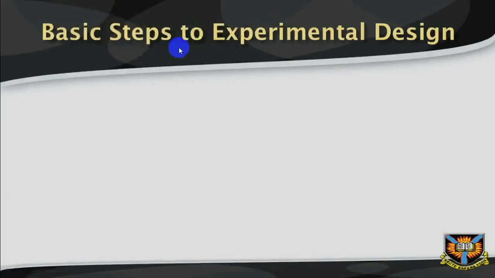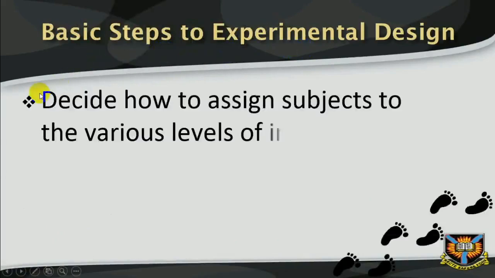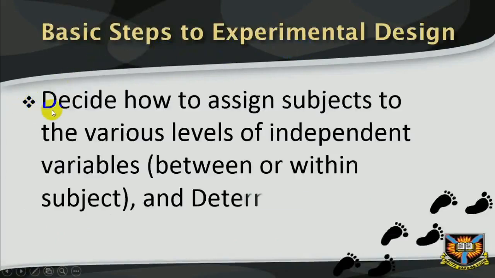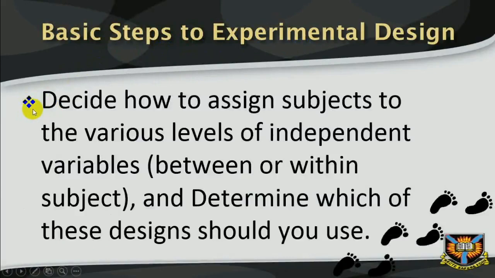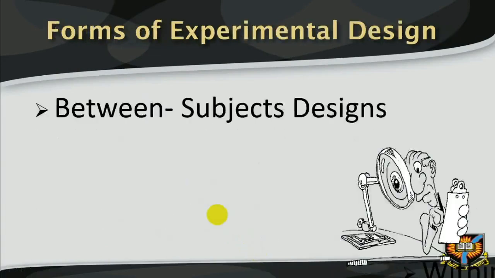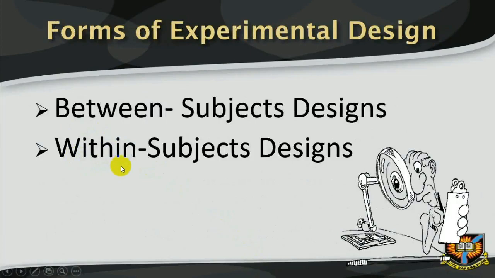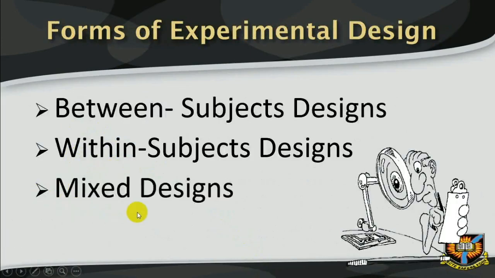Basic steps to experimental design. One of the first design decisions an experimenter must take is how to assign subjects to the various levels of independent variables. The two main possibilities are to assign only some subjects to each level or to assign each subject to every level. The first possibility is called a between subject design and the second a within subject design. The difference can be shown with a simple example.